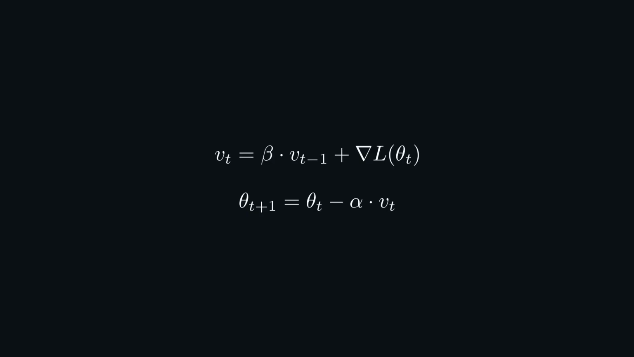At each step, instead of just following the current gradient, we accumulate a velocity that remembers the direction we've been moving. Beta is the momentum coefficient, typically 0.9. It means 90% of our previous velocity carries forward. The gradient steers, but momentum smooths the path and carries us through flat regions.